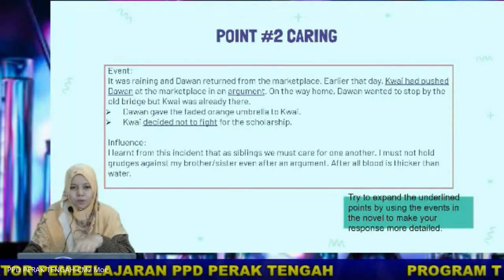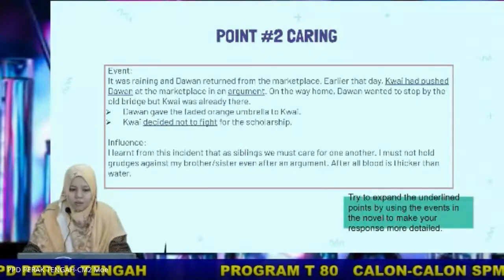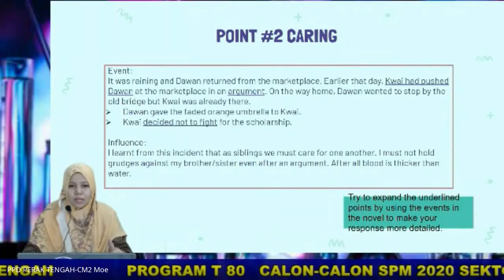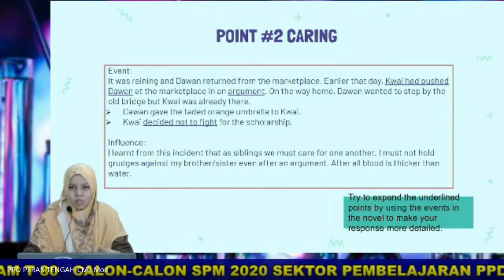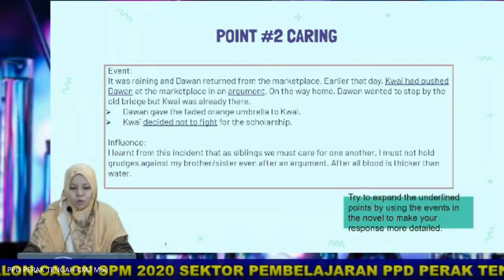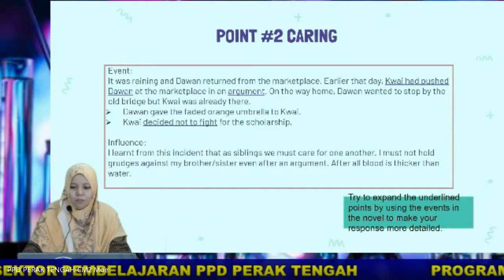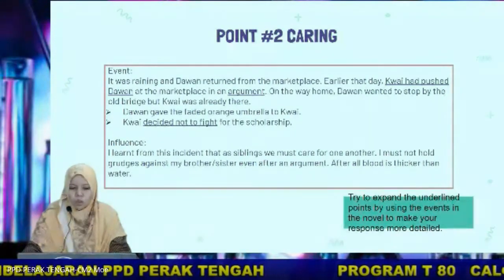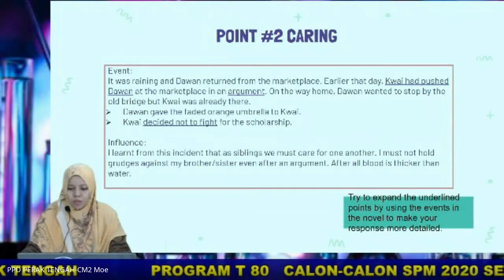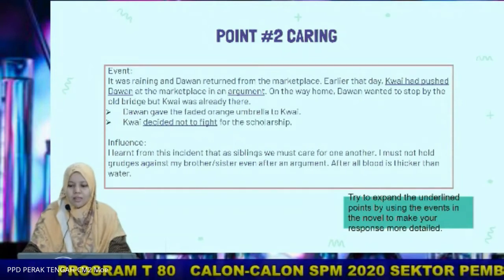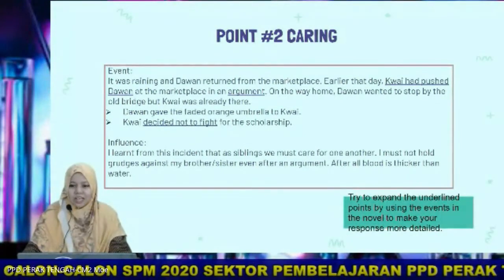I have this point written in such a way, but when you are writing your answer, you have to put it in paragraph form. Okay, this is to show you what is the event and what is the influence. So the influence: you like the character because she is caring, and what has influenced you. Okay, I learned from this incident that as siblings, we must care for one another. I must not hold a grudge against my brother or sister even after an argument. After all, blood is thicker than water. Then again, we have these underlined points.